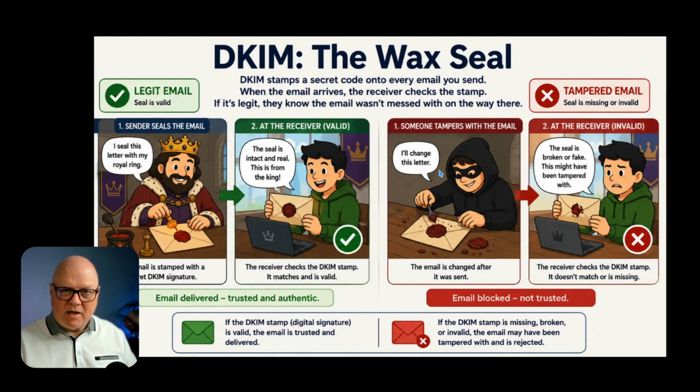The ones that have been tampered with, again, are put into the spam folder or rejected, and the ones that have not been tampered with get a green tick, and all's well. So that's the second element, DKIM. The third and final element is DMARC.